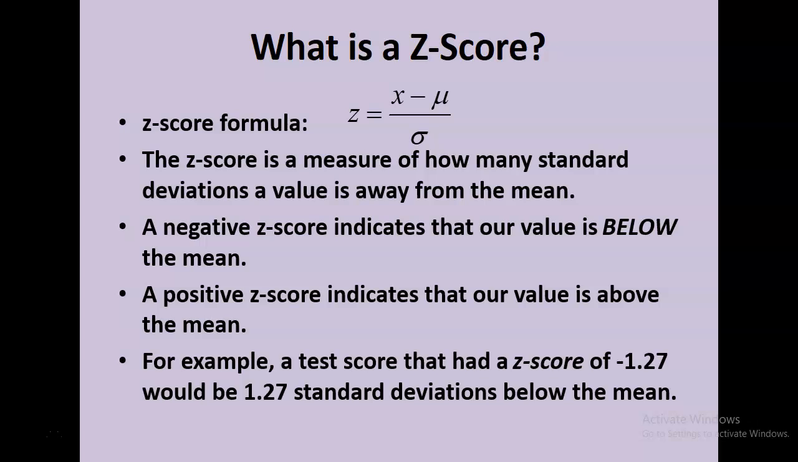So if it was positive, say it was positive 0.85, that would mean that you scored 0.85 standard deviations above the mean. And whatever that standard deviation is would determine how far that was. But that's just kind of a reference for what we're talking about when we say Z-score.